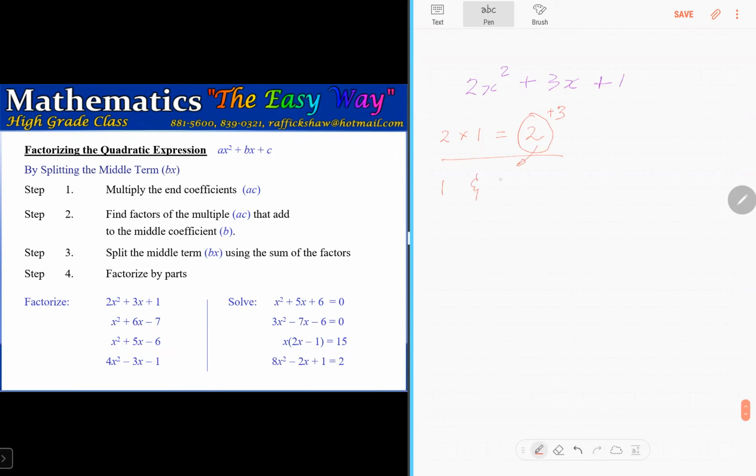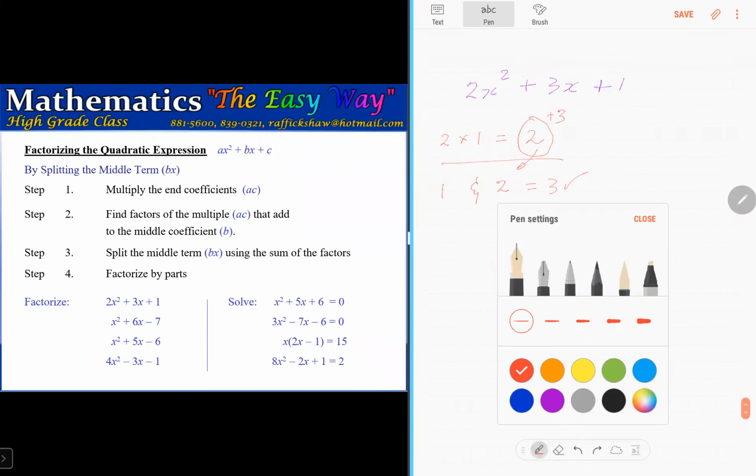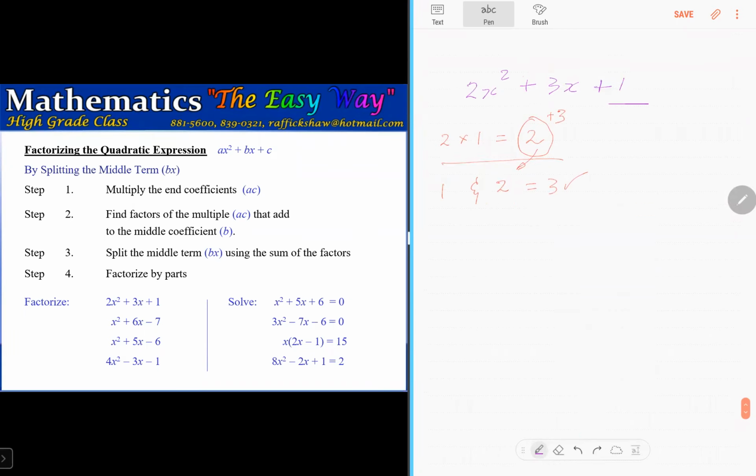That's why I never want to bother with the first one. Too easy. Factors of 2: 1 and 2. And factors of 2 that add to 3: 1 and 2. So they are factors of 2, and when you add them, you get 3. So you've actually found it already. That's why this one doesn't demonstrate so well. All right, so you're going to split this into 2x plus 1x. You might not see it so clearly with this example because it's too simple.